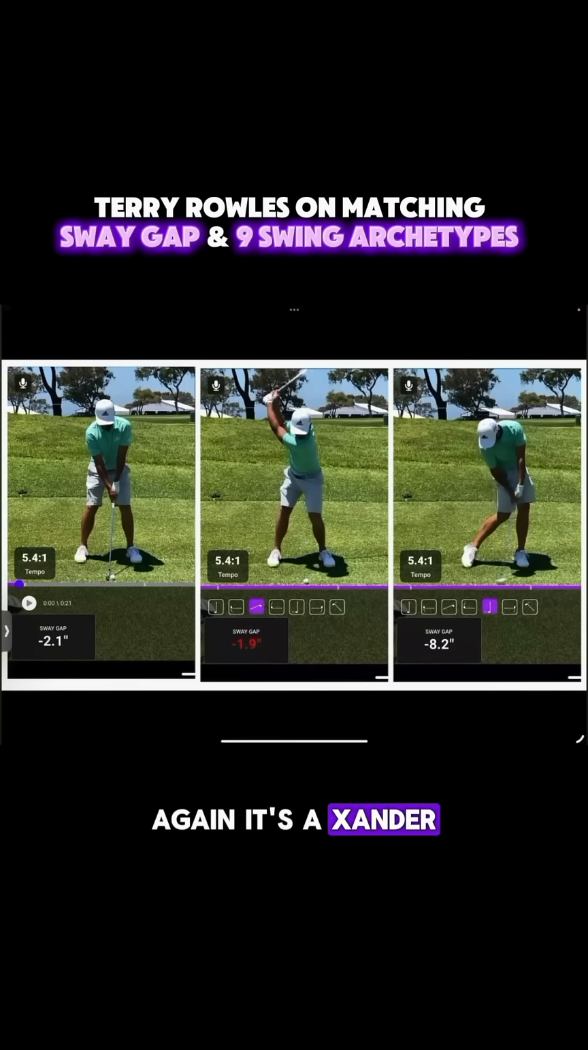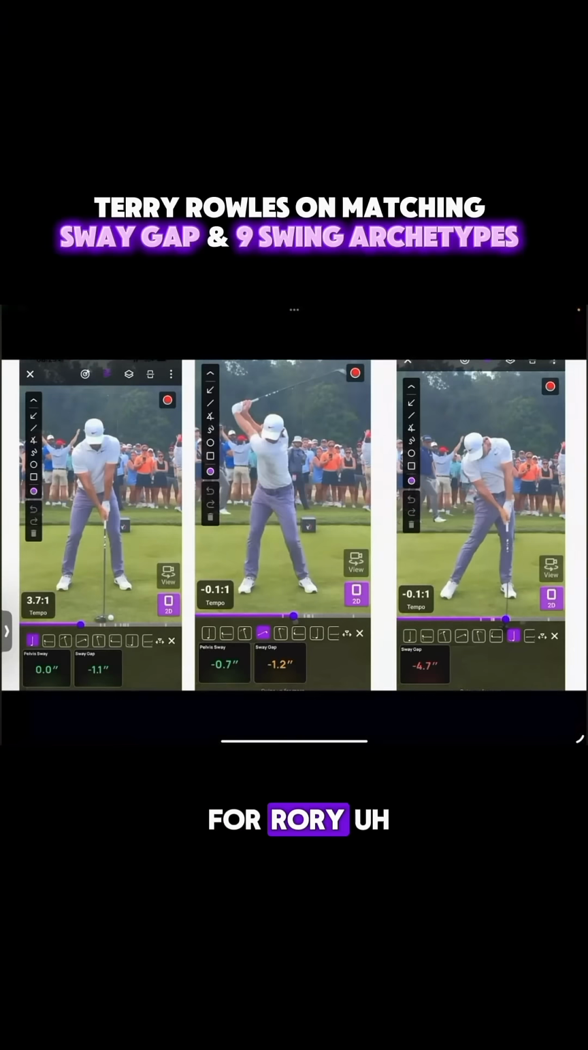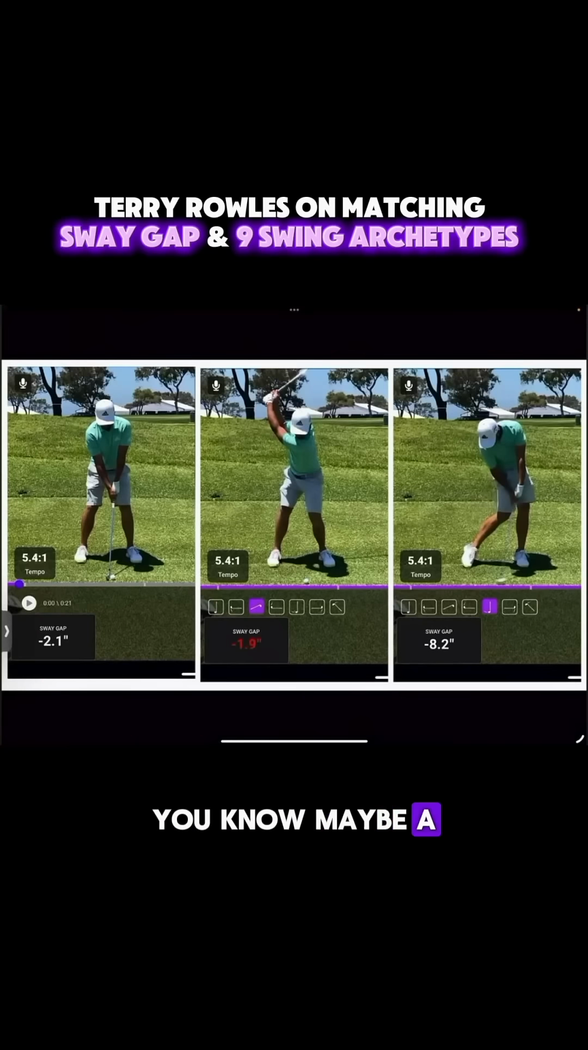Again, that's Xander with the iron. When you look at the sway gap at impact, they're 8.2 versus 4.7 for Rory. That would indicate to me that Rory's probably hitting a slightly lower, maybe a cut shot, where a bigger one at impact indicates more of a draw shot.